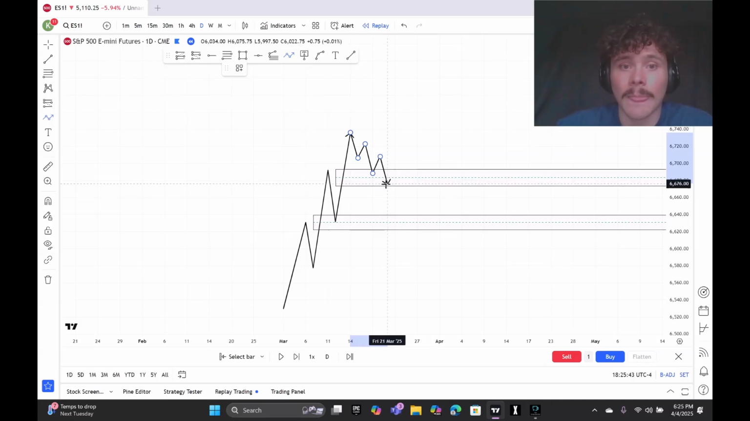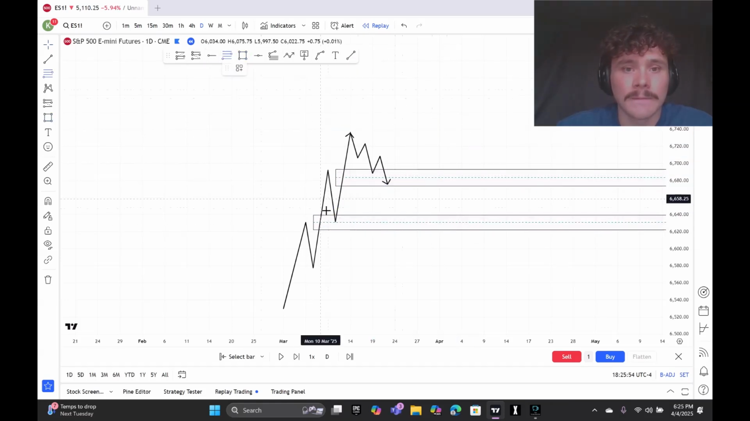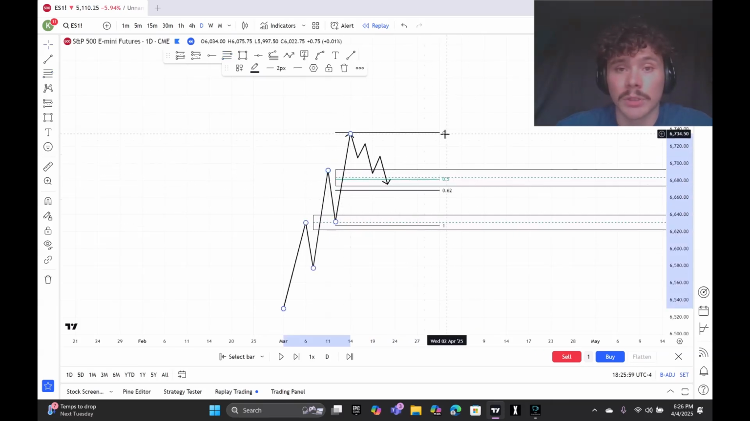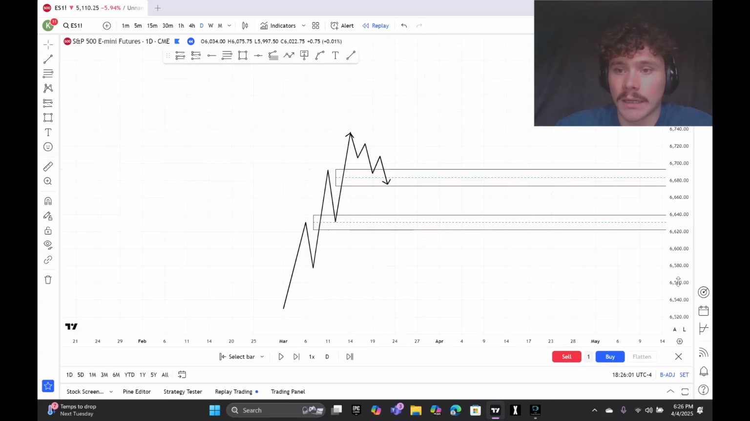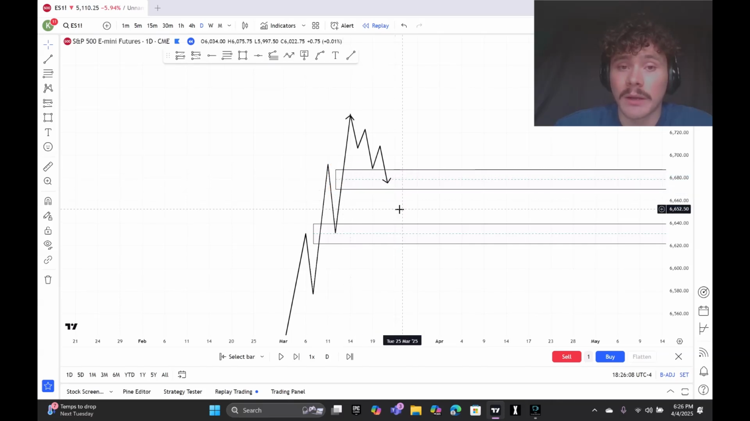In this example, the lower the price, the more of a discount it is to buy. Anything below our equilibrium point, good buying price. Again, ideally, we see some form of manipulation as well.